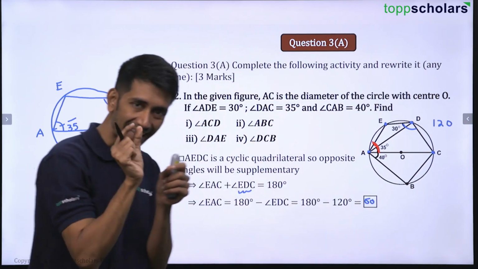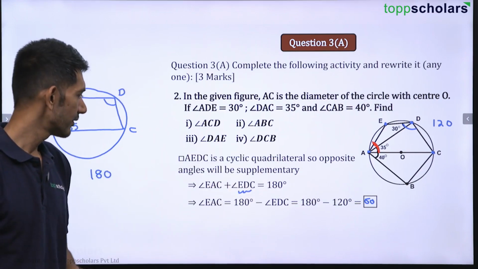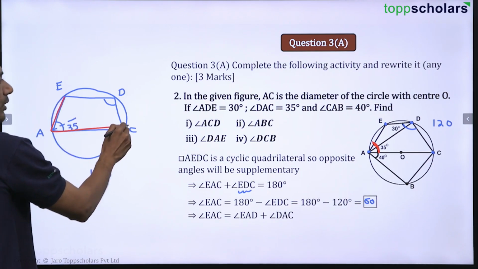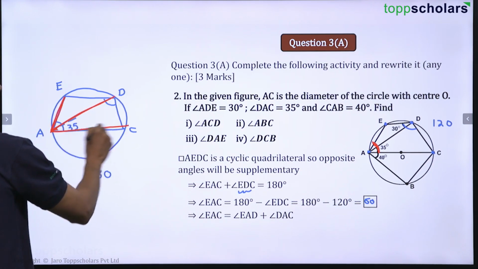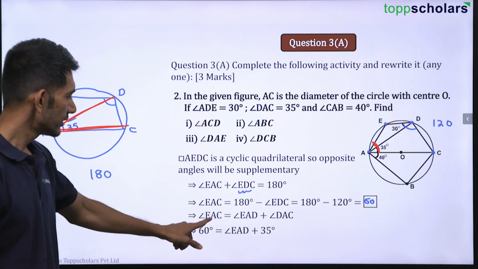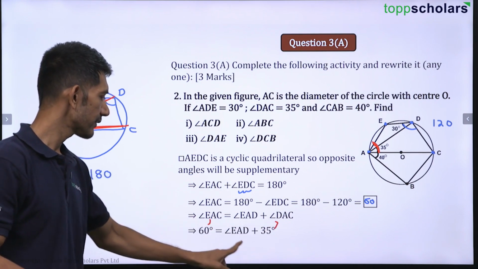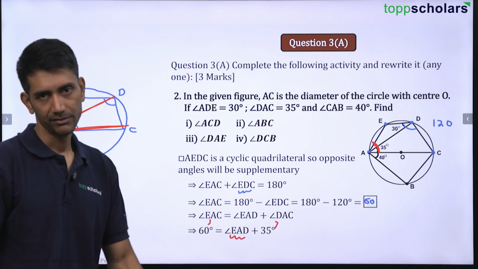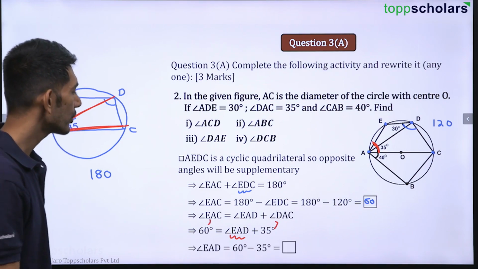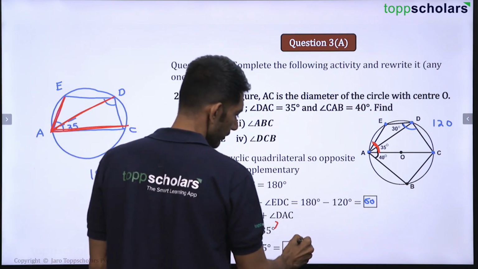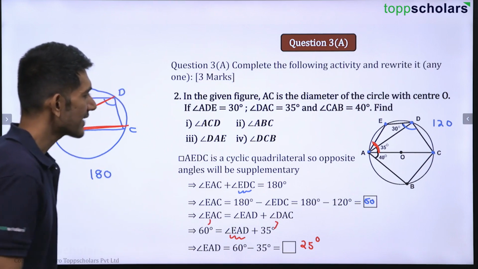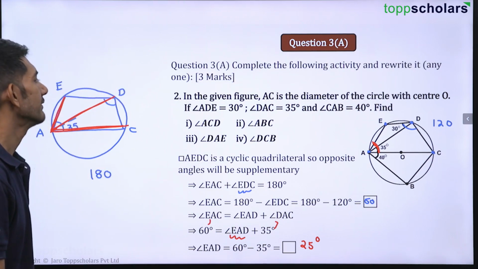But out of that entire angle, that small chunk is 35. Understand? So this entire EAC is EAD plus DAC. It's broken into two angles. Put the values here. This is 60, this is 35. Can I find out EAD? Yes, by subtracting 35 from 60. So 60 minus 35 is going to give me 25 degrees. And yes, in this way we have calculated angle DAE, which is 25 degrees.